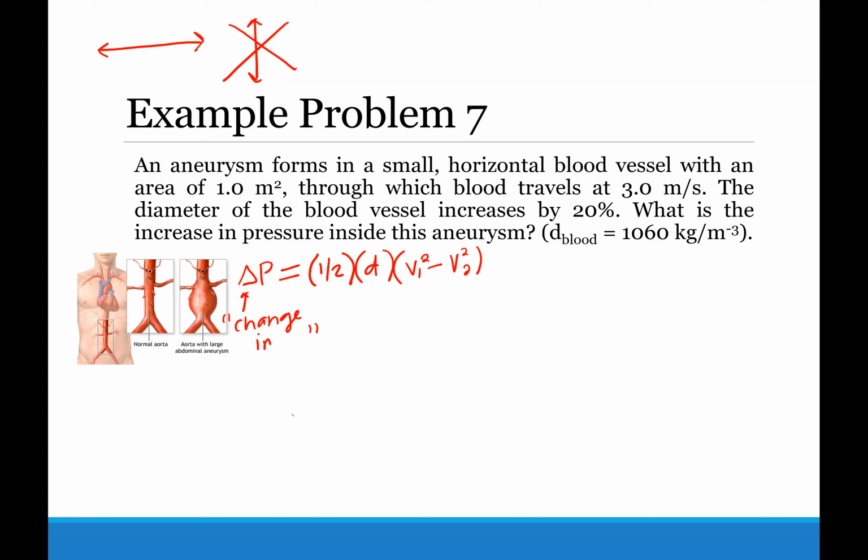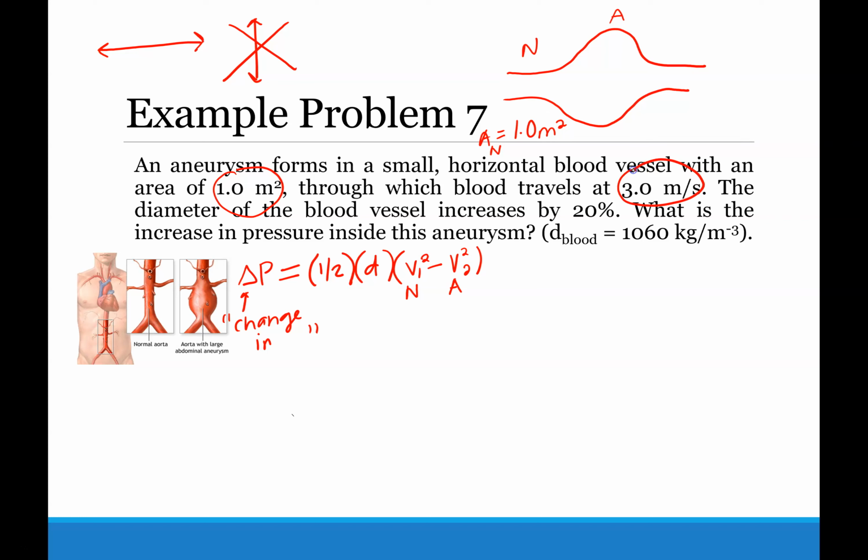And those V's stand for velocity, so how fast it's traveling in the normal blood vessel and how fast it's traveling in the aneurysm. So obviously we're going to need to calculate a velocity here because the problem tells us that we have an area for the normal part of the blood vessel. So let's draw it out. Here is our blood vessel and there is the aneurysm. So this is the normal part. This is the aneurysm part. So the area in the normal part is going to be 1.0 meters squared.